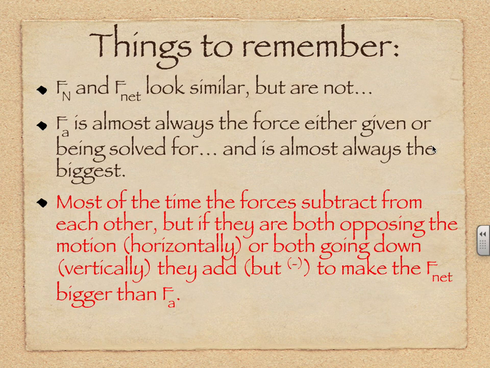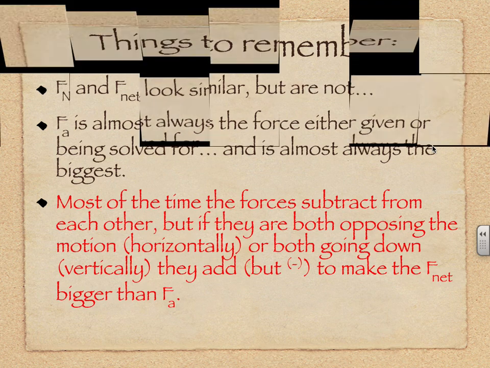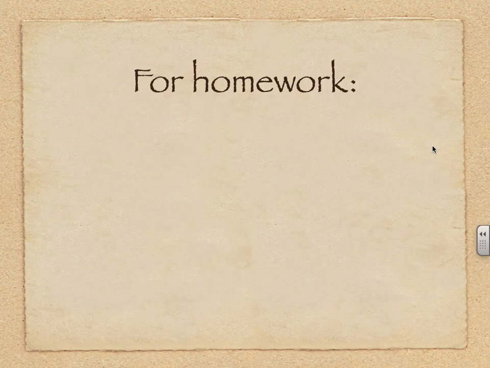And again, most of the time the forces are subtracting from each other, but if they're both opposing the motion horizontally, or if they're both going down vertically, then they're both going to be negative, they're both going to add together, and they'll make the Fnet bigger than the Fa. Usually the Fnet is smaller than Fa. And that's it.